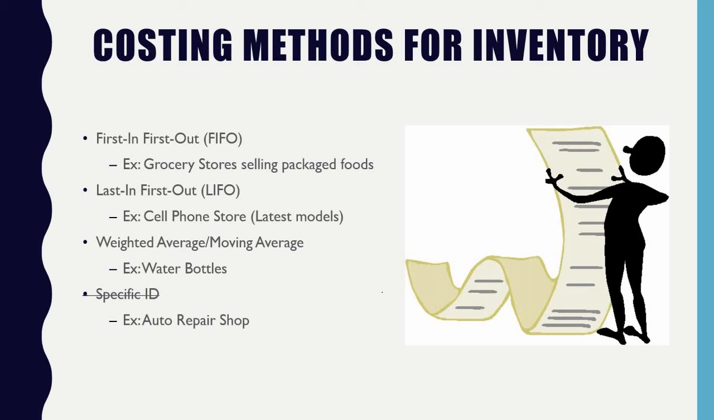LIFO, on the other hand, again, I used a cell phone store as an example, because when you're selling a product, you want to sell the latest models first, because usually that's the most popular, that's the best technology. Everyone wants to get their hands on the latest item first. So this is the same thing. When we're looking at LIFO, usually the newer models will be selling first versus the older models. And then weighted average is when we evenly spread across the cost of it and sell them all at the same price.